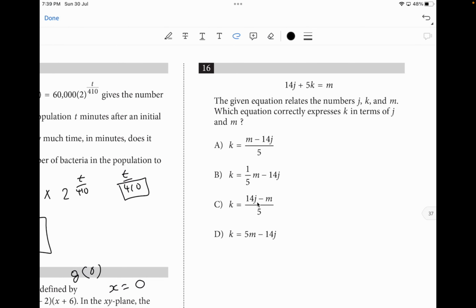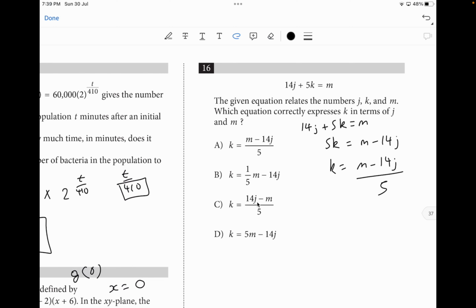Question number 16. The given equation relates the numbers j, k, and m. Which equation correctly expresses k in terms of j and m? What they mean is make k the subject of the formula. So you're going to be writing down the same formula again. 14j plus 5k is equivalent to m. So 5k is equivalent to m minus 14j. So k is equivalent to (m minus 14j) divided by 5.